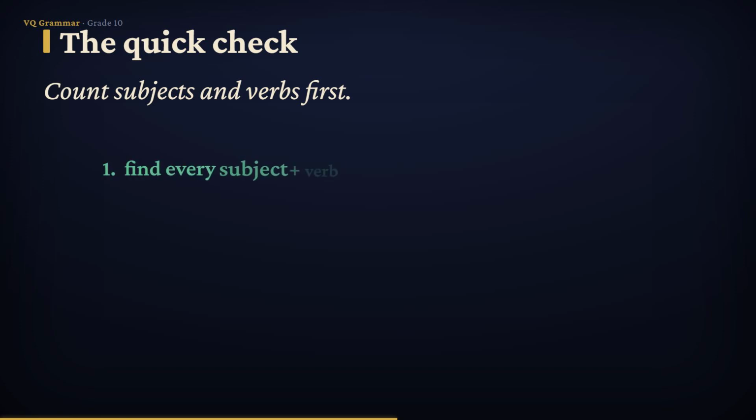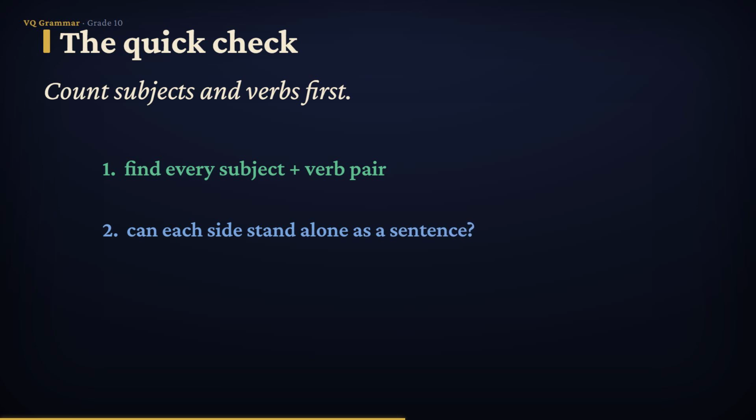Step 1. Find every subject and verb pair in the sentence. Step 2. Ask whether each side could stand alone as its own sentence. If a piece has a verb but no subject of its own, it is not a clause at all. It is just part of one. Step 3. Count what is left.